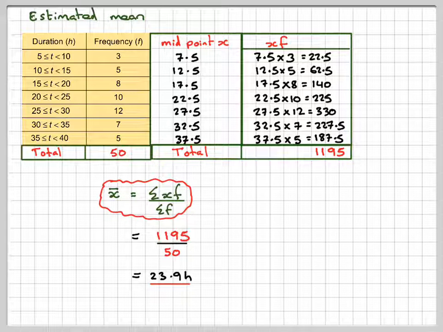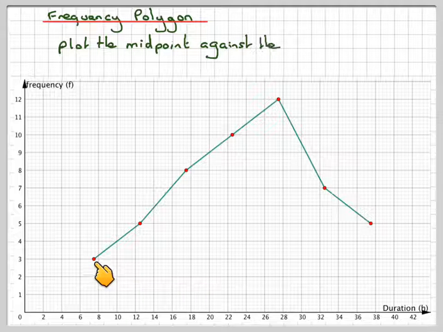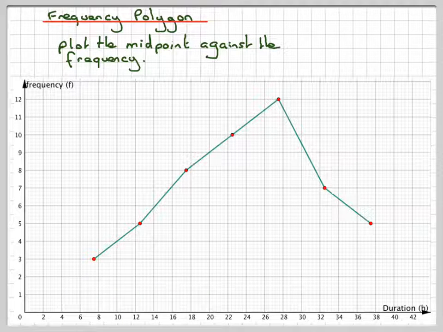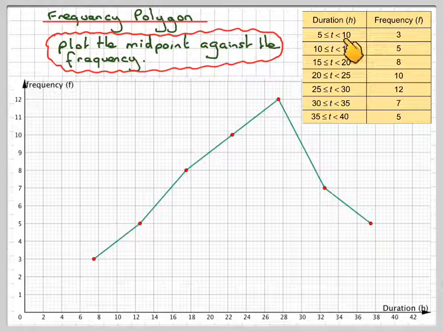Okay, the last part, you're asked to draw a frequency polygon. Okay, so the diagram looks like this. So what you do is you plot the midpoint against the frequency. So here's the table. So the midpoint here would be 7.5. So this is 7.5 against a height of 3.